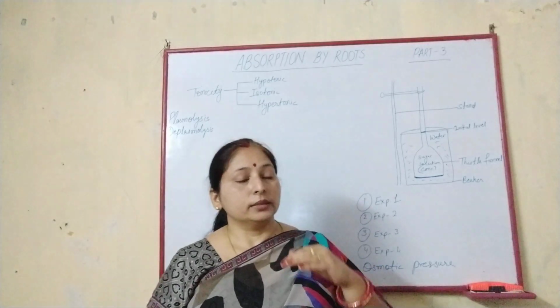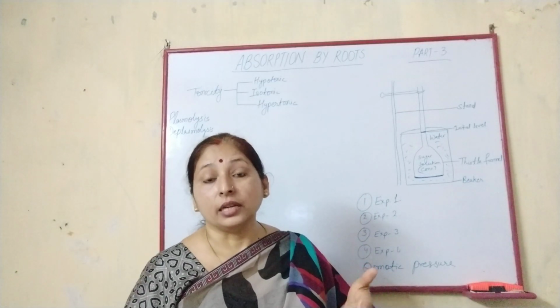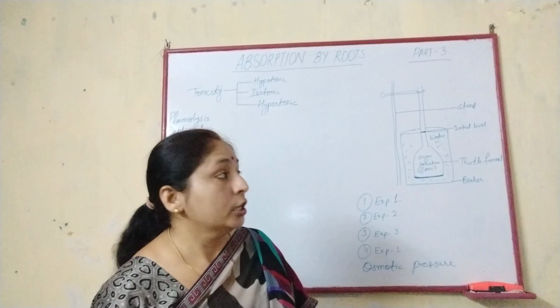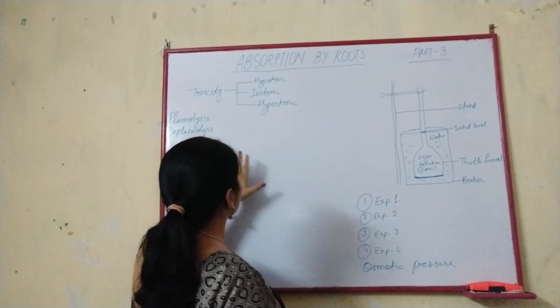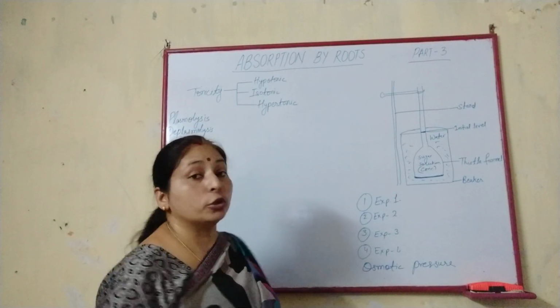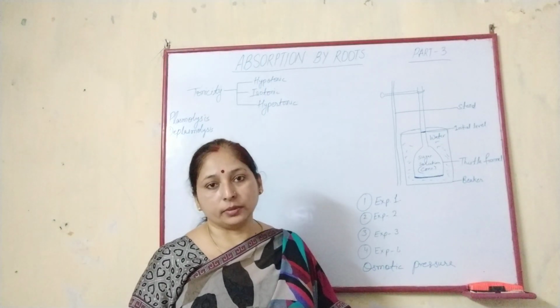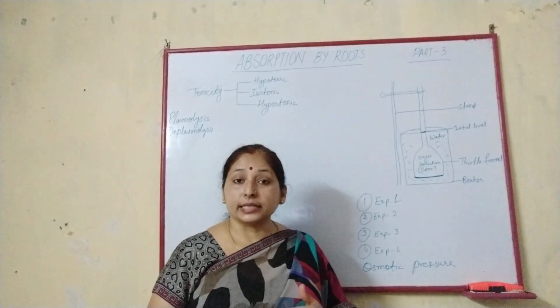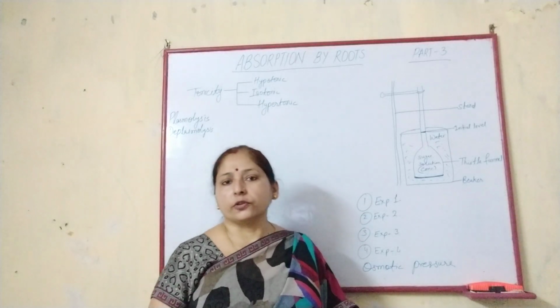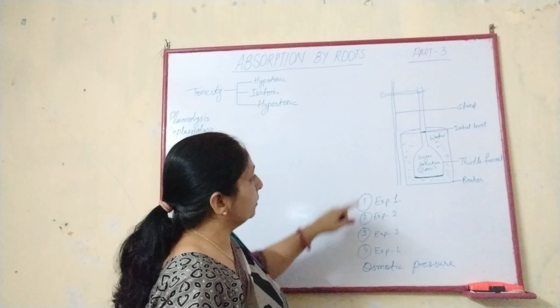Secondly, some other factors are inhibiting that movement. In the latter part we will discuss the tonicity of the substance. Tonicity is the concentration of the solution or the cell sap, and the different regions of concentration. So let's start with the experiment.